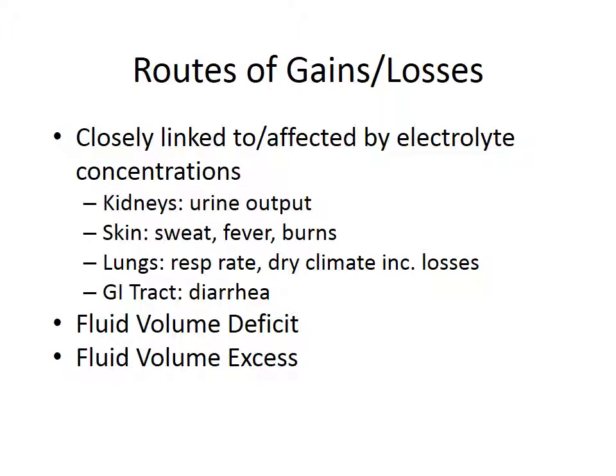Routes of gains or losses of fluid and electrolyte balance in patients are closely linked to or affected by electrolyte concentrations, and they're regulated by the kidneys in urine output, skin in sweat, fever, and burns, and lungs in the respiratory rate. Dry climate increases losses, and the GI tract, such as the conditions of diarrhea.